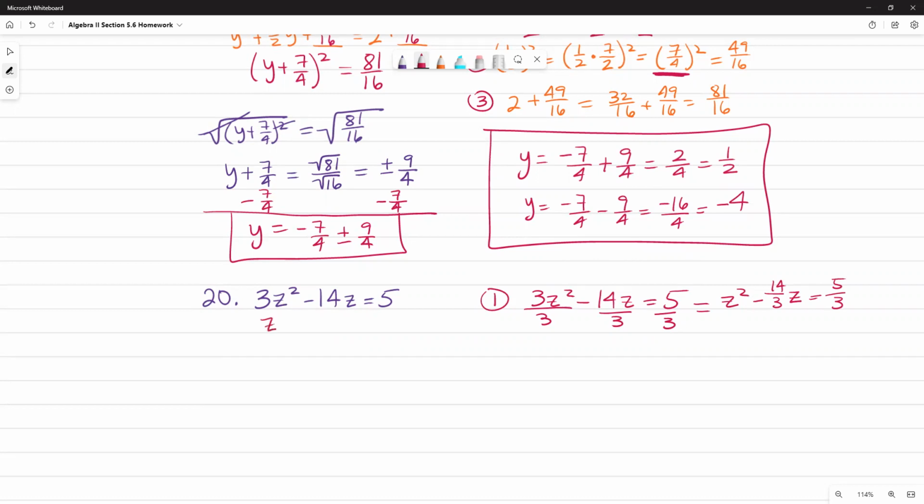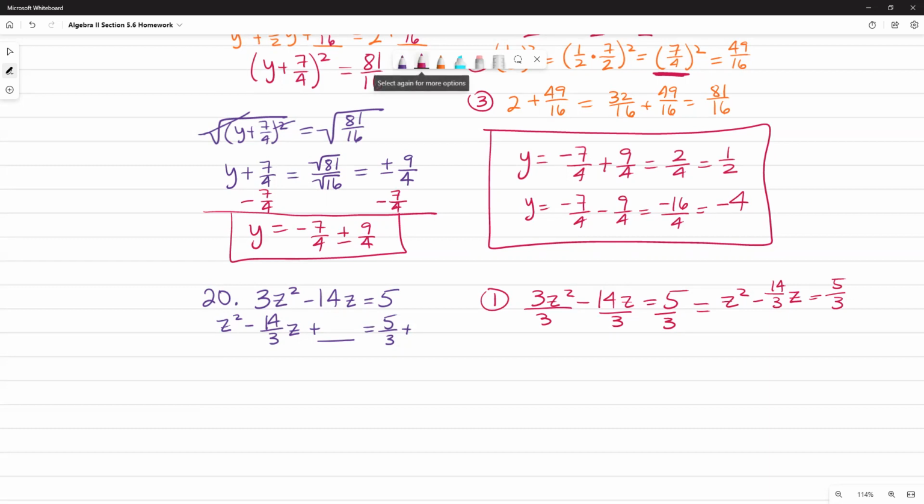All right, I'm going to go ahead and move that over here so I don't forget what's what. So this is z squared minus 14/3 z, and then I'm going to add some number to it, and this is 5/3 plus that same number. All right, so let's go ahead and figure out what that number is.